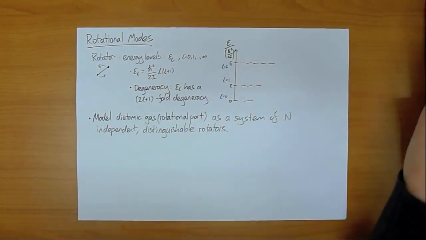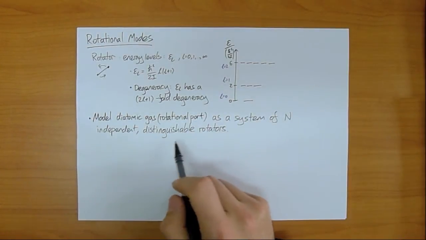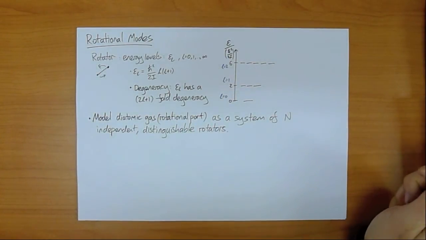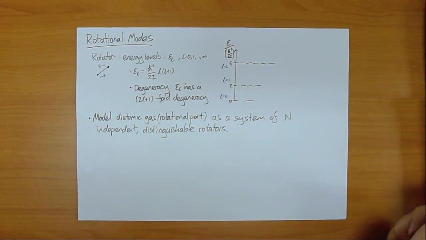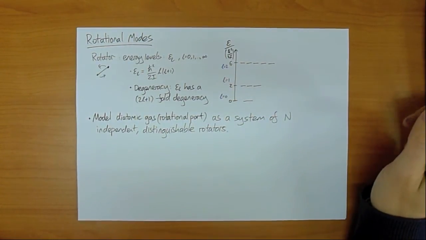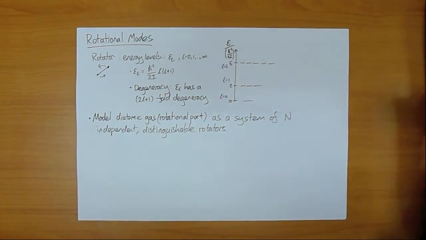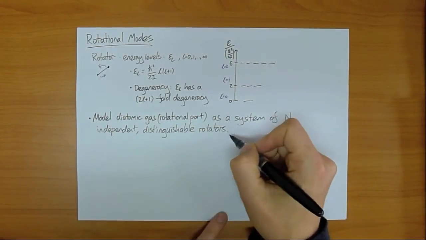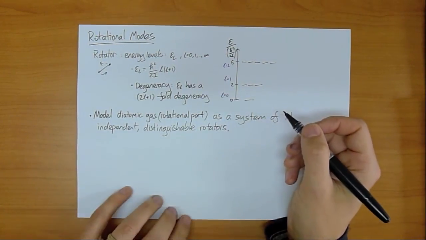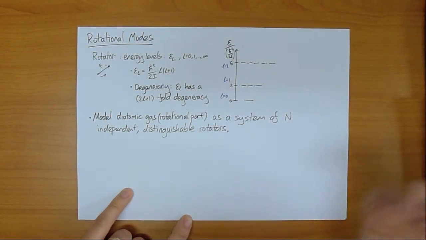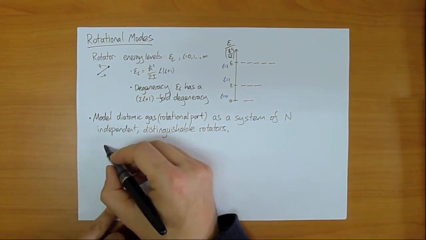We assume they're independent. That's a pretty good assumption. And we assume that they're distinguishable, which is okay because we've already taken account of the indistinguishability in the translational part of the wave function. So in other words, these rotators can actually be distinguished because they are all in different translational modes of energy. Okay. So that's our model. And we've seen that for independent distinguishable particles, the partition function takes a simple form.